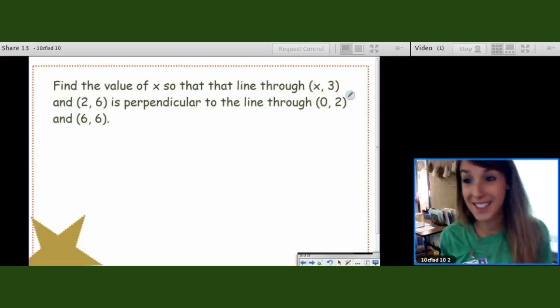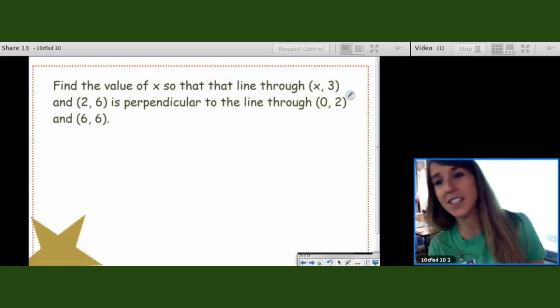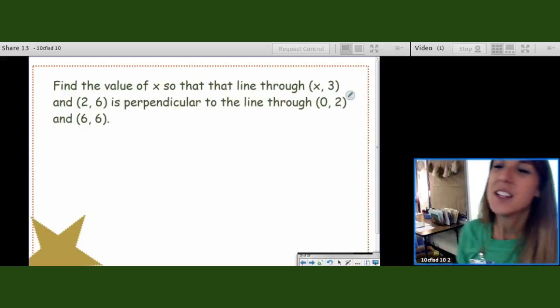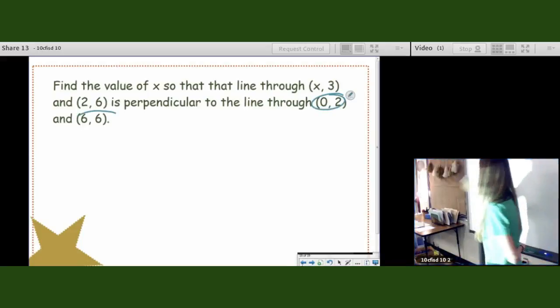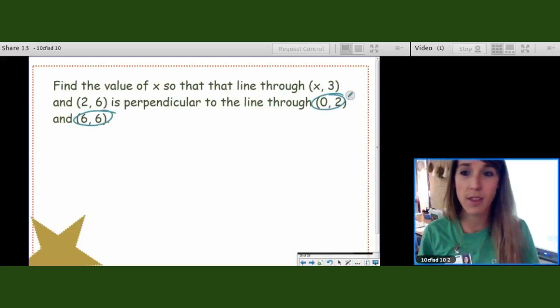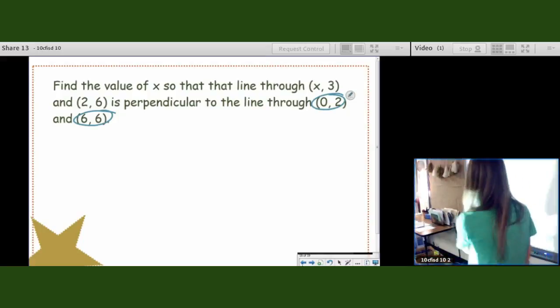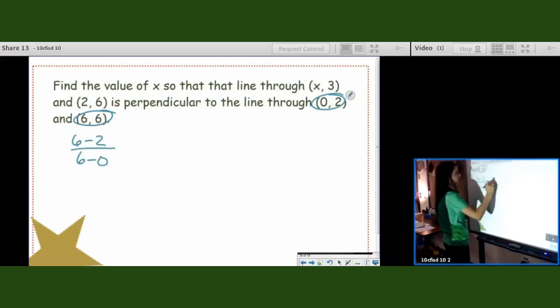Find the value of x so that the line through (x, 3) and (2, 6) is perpendicular to the line through (0, 2) and (6, 6). When you don't know what to do on these problems, begin with slope. Slope will always lead you to the right answer. So, I don't really know what to do, but I am going to start by finding the slope of this line because I know both of the coordinates. Slope, delta y over delta x. So, 6 minus 2 divided by 6 minus 0.